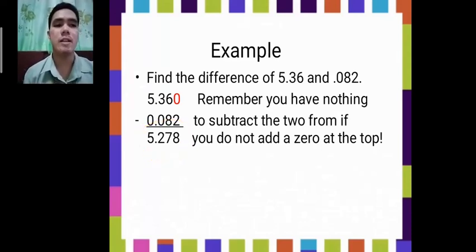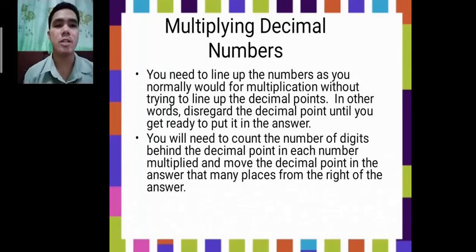Okay, so now let's have multiplication. So, multiplying decimal numbers. Here, you need to line up the numbers as you normally would for multiplication without trying to line up the decimal points. In other words, disregard the decimal point until you get ready to put it in the answer.